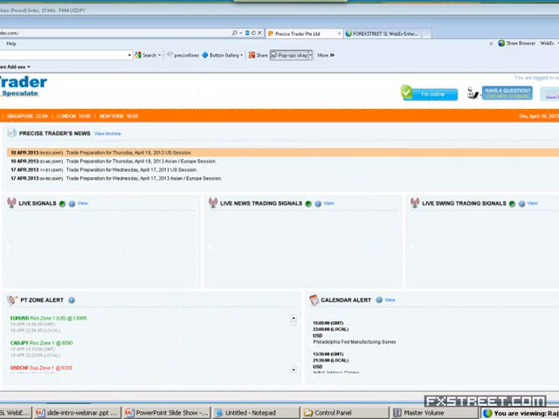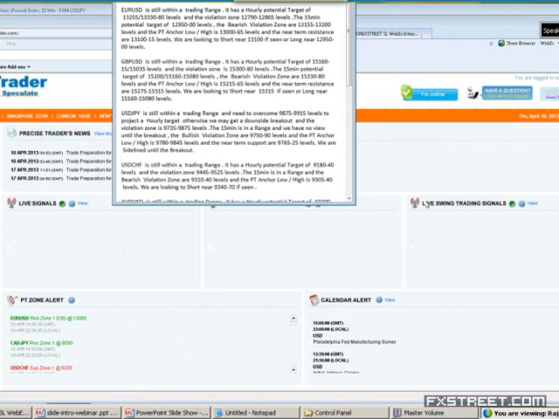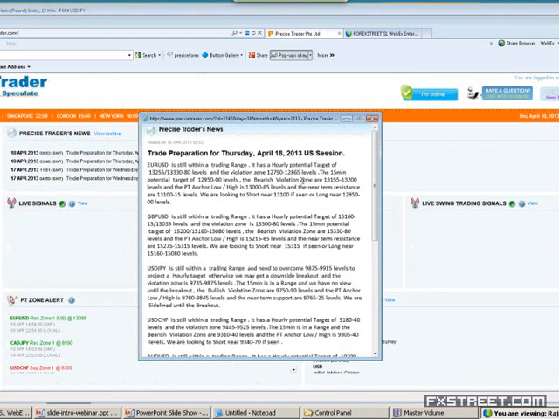Now, for Euro, I need to know the violation zone and the anchor levels. Euro is still within a range. It has an hourly potential target of these levels, and the violation zone is this. That means the hourly we are still seeing up, and the 15-minute we are still seeing down, as long as the bearish violation zone is at 131.55, 132 figure. And the anchor low and high are 130 and 130.65.